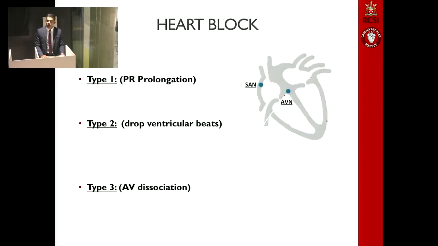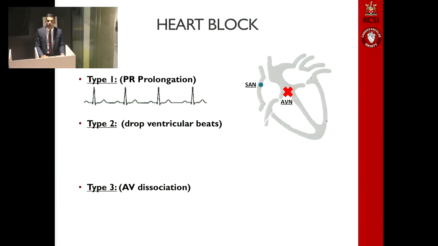In simple terms, heart block means a blockage of conduction from the atria to the ventricles at the level of the AV node in red. There are 3 types, and type 1 has a prolonged but fixed PR interval, which means it's more than 5 small boxes in length, greater than 200 milliseconds.